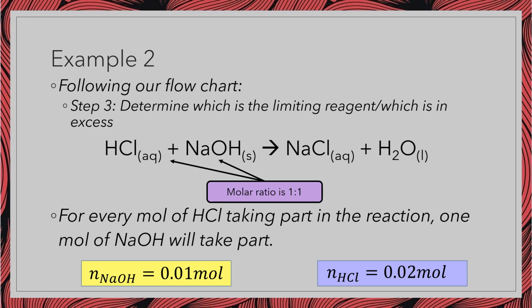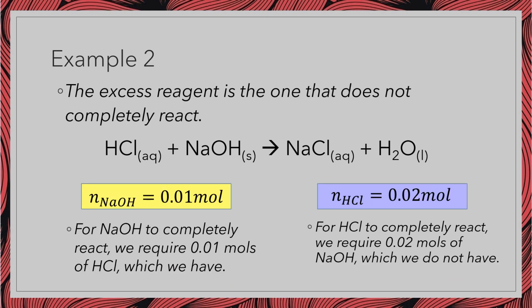So for every mole of HCl that takes part in the reaction, 1 mole of sodium hydroxide will take part. Again, for sodium hydroxide to completely react, we require 0.01 moles of HCl, which we have, because we have 0.02, so we've got enough. Thinking of it conversely, if we wanted to react all of our hydrochloric acid, we would require 0.02 moles of sodium hydroxide, which we don't have. We only have that 0.01, so sodium hydroxide is going to be our limiting reagent.